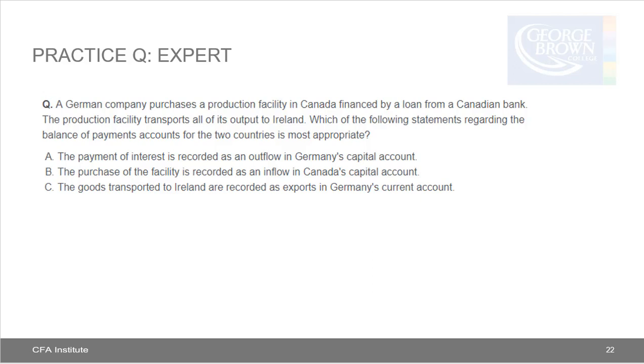A, the payment of interest is recorded as an outflow in Germany's capital account. B, the purchase of the facility is recorded as an inflow in Canada's capital account. Or C, the goods transported to Ireland are recorded as exports in Germany's current account.